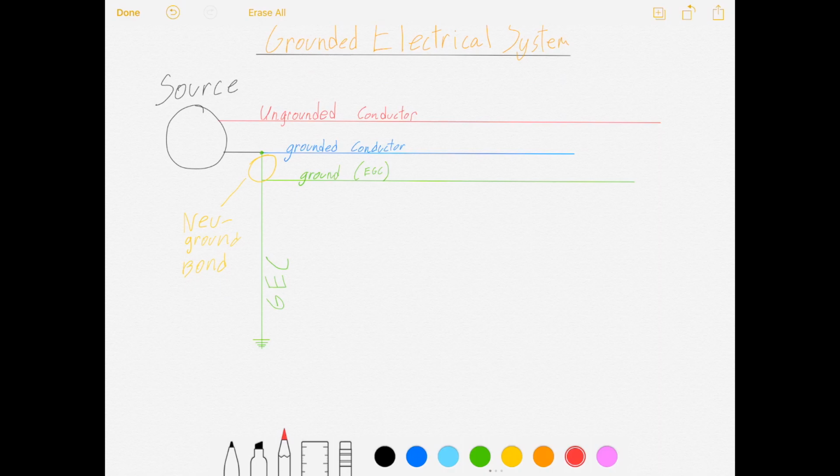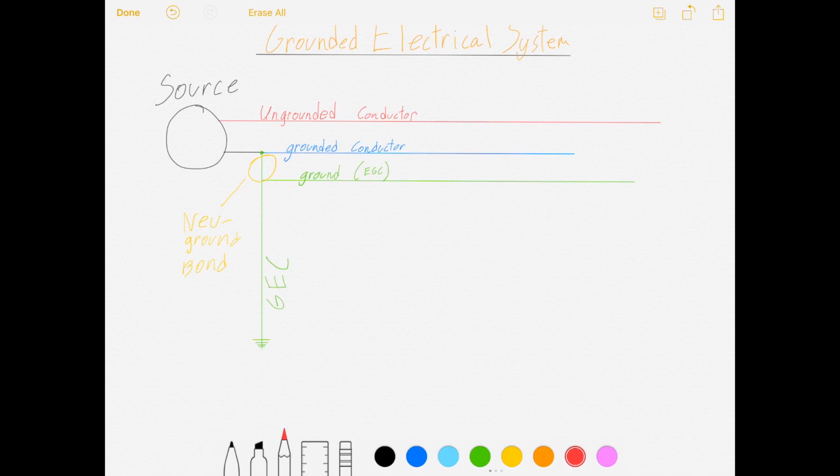I'm going to give a brief overview of grounding, and I want to show you how current flows in a fault condition on a grounded electrical system. And I'm going to specifically talk about why we use a neutral to ground bond, at least here in the USA. So here's a schematic diagram of a grounded system.